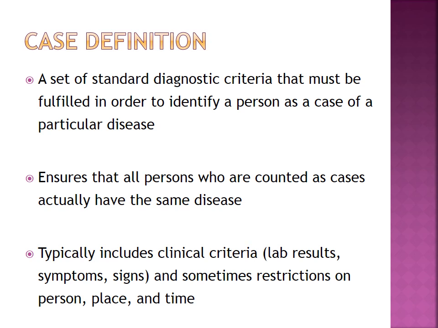A set of standard diagnostic criteria must be prepared in order to identify a person as a case in a particular disease. So the case definition should be prepared beforehand. It ensures that all persons who are counted as cases actually have the same disease. It typically includes the clinical criteria, which may be according to signs and symptoms, that is, only clinical suspicion, or it might be according to lab results. That means lab tested or lab proved cases.